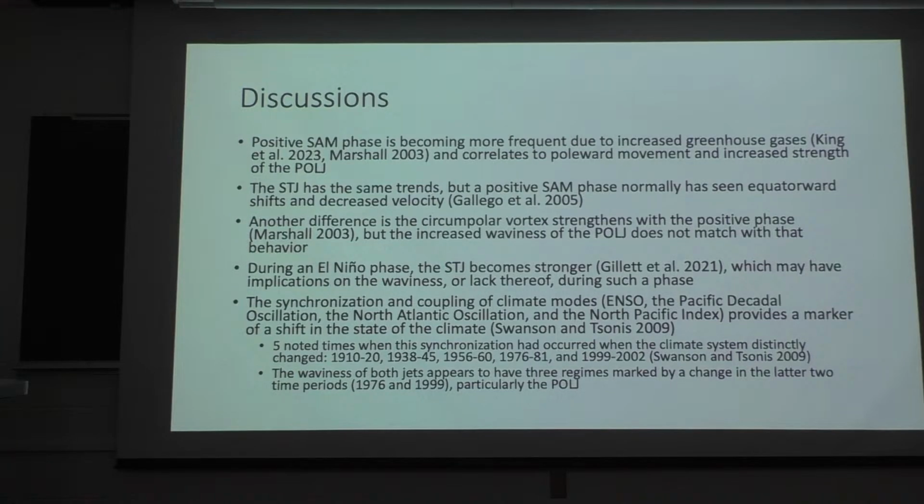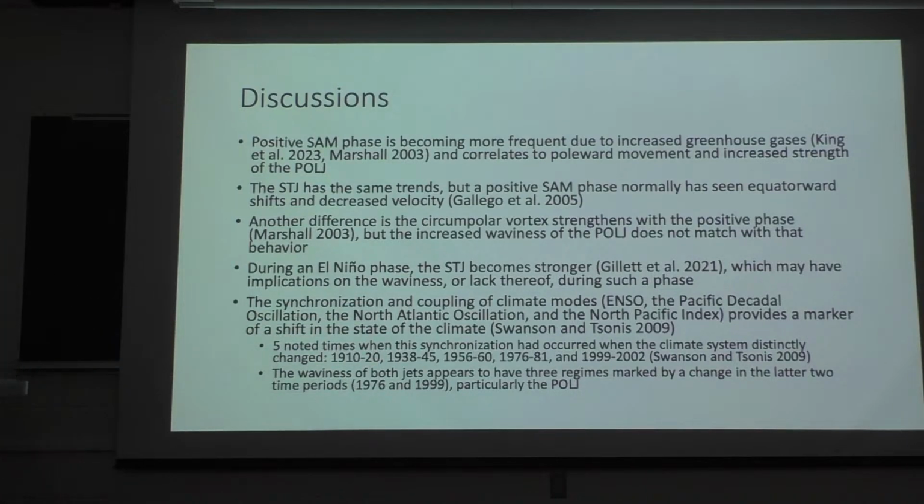The synchronization of coupling of climate modes, so the Pacific Decadal Oscillation, the North Atlantic Oscillation, and the North Pacific Index, provides a marker of a shift in the state of the climate. And it was noted that there are about 5 times when the synchronization had occurred, when the climate system distinctly changed between all these years.